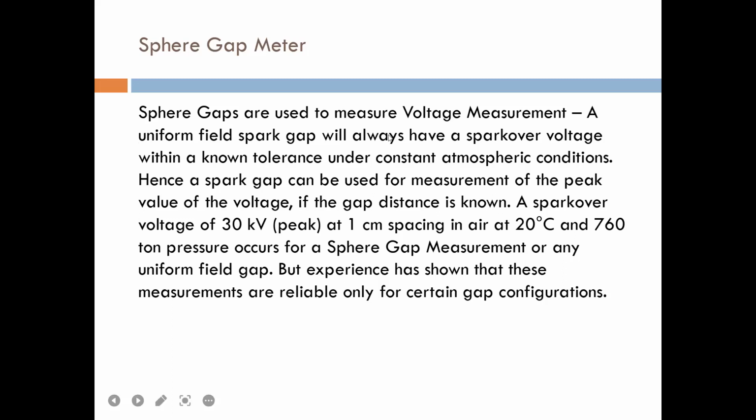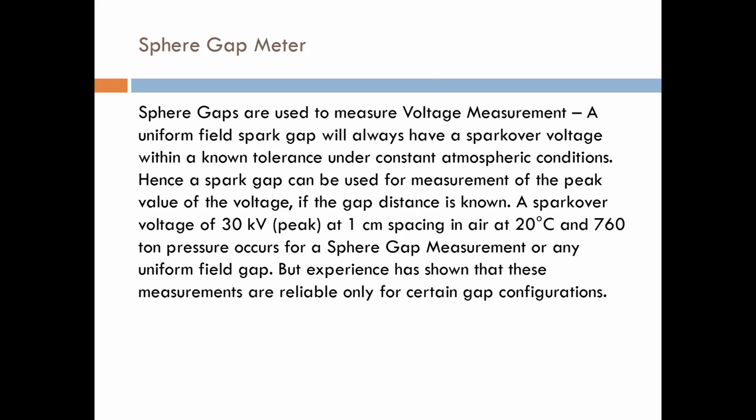We always have a spark voltage within known tolerance with constant atmospheric conditions. Constant atmospheric condition means temperature is constant, pressure is constant. Hence, the spark gap will be used for the measurement of the peak value of the voltage. The peak value of the voltage may be AC, may be DC, or it may be impulse.